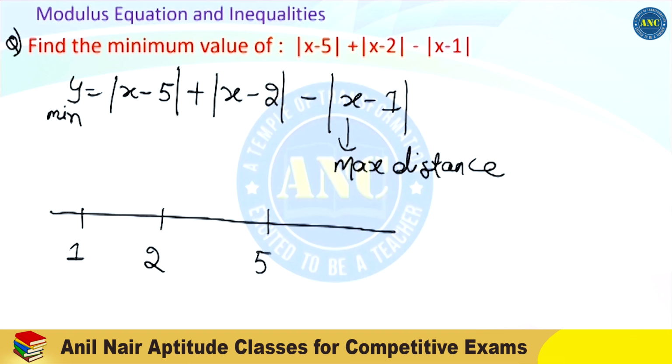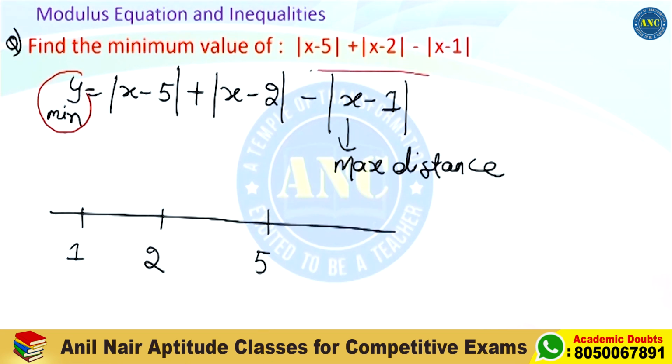These are 1, 2 and 5. Now listen carefully, sir. 1, 2 and 5. For it to become minimum, assume if this minus is not there, the answer would have been 2 ≤ x ≤ 5. Yes or no? If that minus is not there, the answer would have been 2 ≤ x ≤ 5.